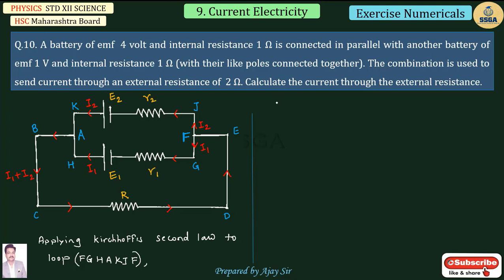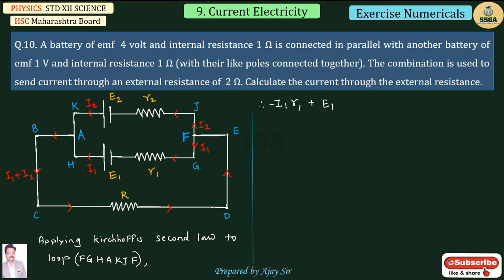So for I1 and R1, the direction of tracing and the direction of conventional current are both the same, therefore this is minus I1 R1. And for the EMF, we are tracing from negative to positive, so that's why E1 is positive, plus E1.